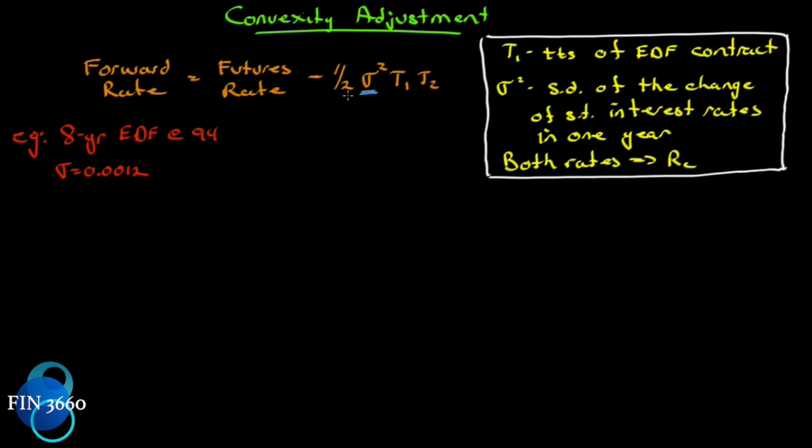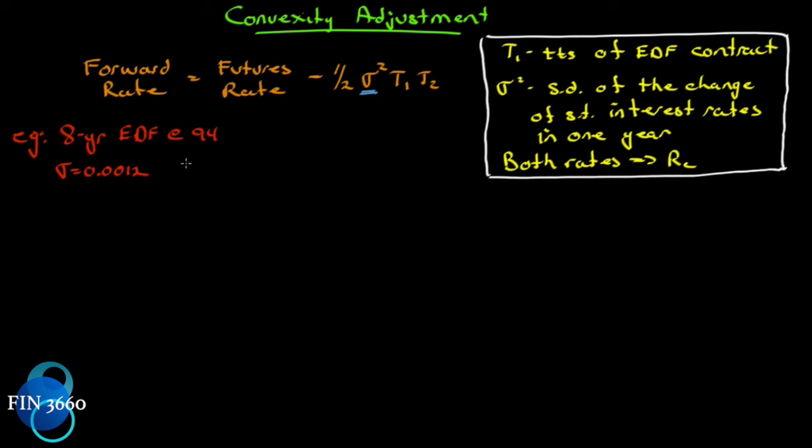That will start to really matter, won't it? Yes, it will. So the more volatility, the bigger the adjustment. All right? And then, of course, T1 here is the time to settlement of the Eurodollar futures contract. T2 is just the length of time, typically 90 days or 1/4 of a year after T1.